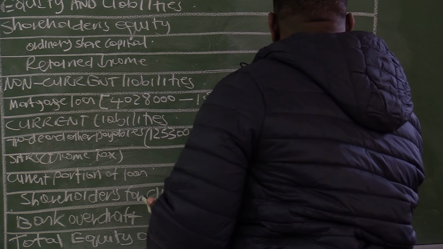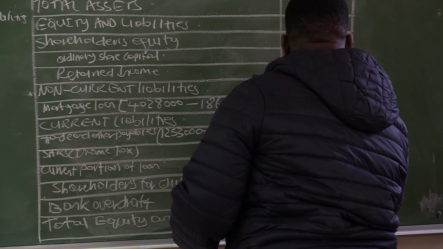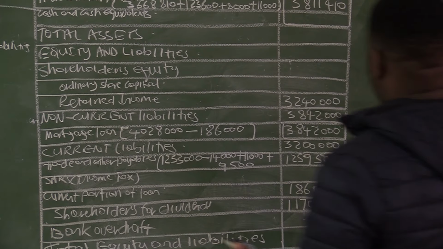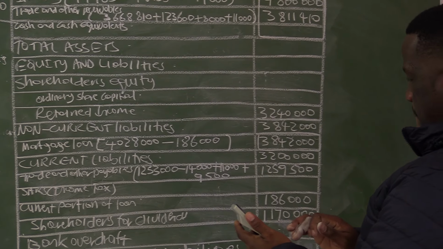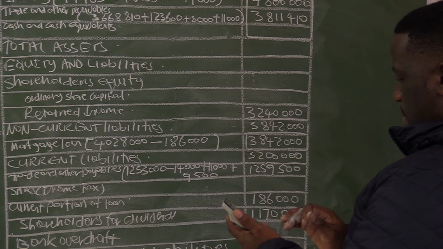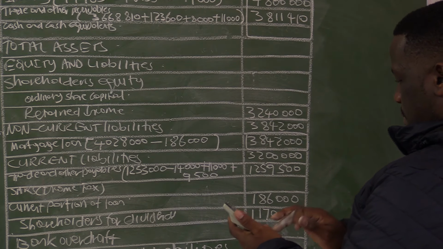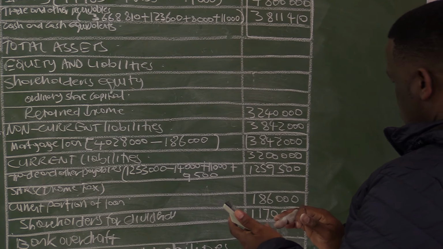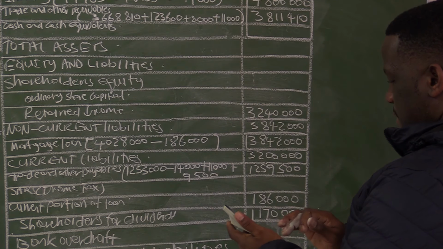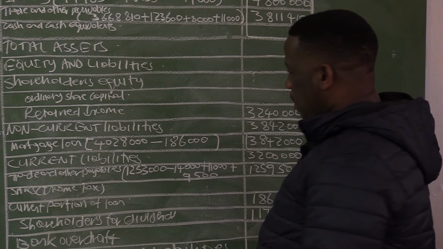$1,259,500. Very important to make sure that we're calculating the correct amount. 1,000 plus 11,000 plus 9,500. Yeah, 1,259,500 is the correct amount.